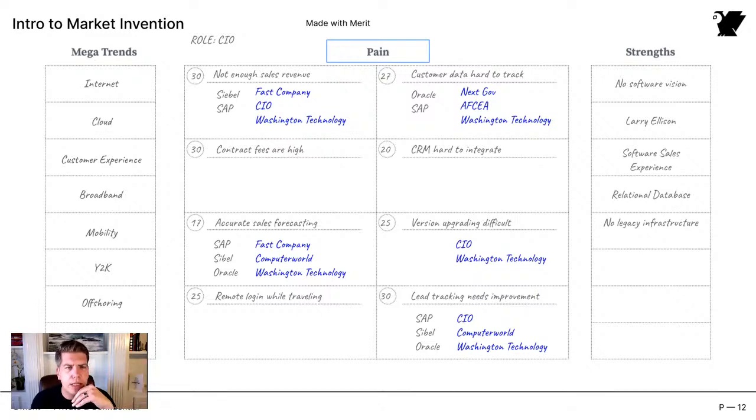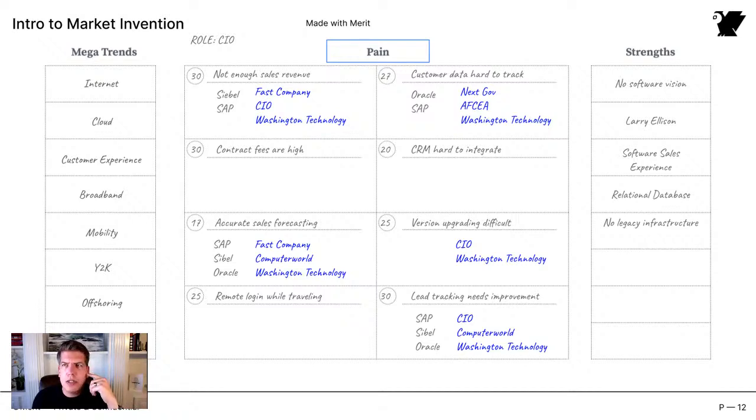So this becomes the opportunity. Where these guys are, not enough sales, customer data hard to track, accurate sales forecasting, version upgrading difficult, and lead tracking needs improvement, that is table stakes. That is status quo level work, meaning you have to do this, but it will not gain market share. Now, it might if you make it cheaper, faster, whatever, but it's not going to give you the big leap in traction that you're looking for, and it's certainly not going to invent a market, because you're just following what they're saying is the problem and the pain at the center of their market.